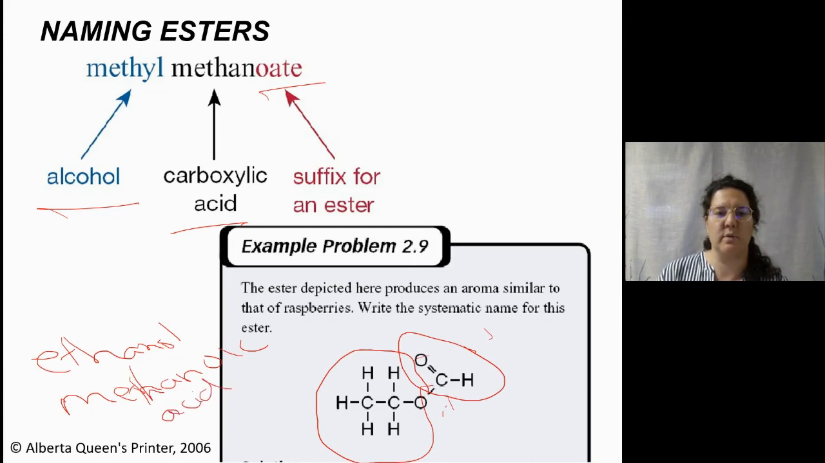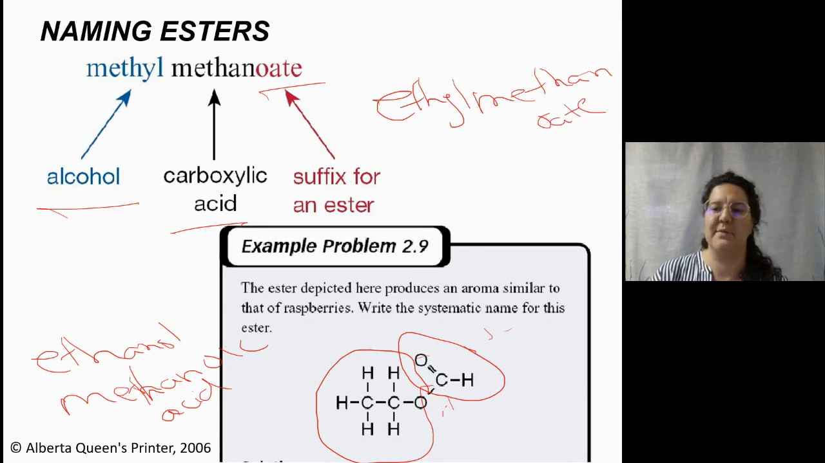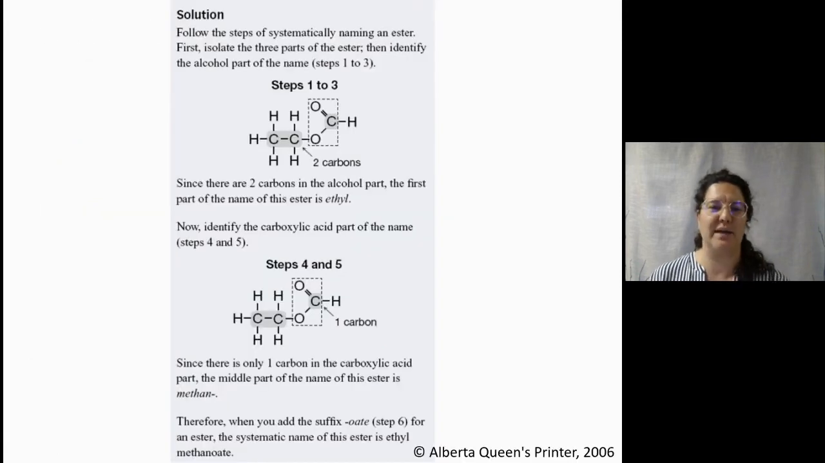So we're going to combine these. So we're going to have ethyl, that's the alcohol, methanoate. I ran out of room. So ethyl methanoate. And again, we'll see that on the next slide much more neatly.